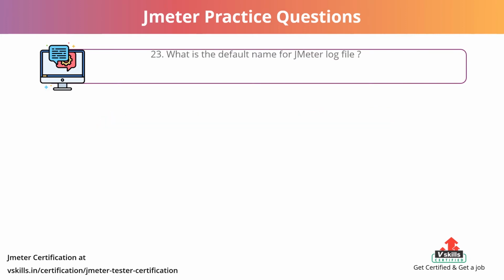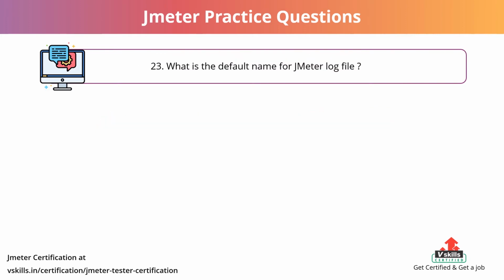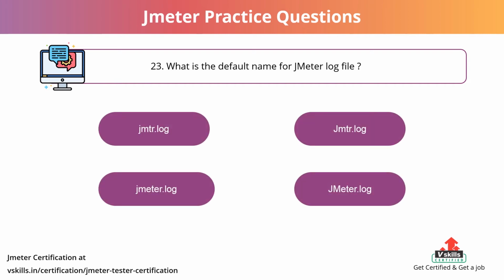Question number 23. What is the default name for JMeter log file? The options are A. jmtr.log, B. jmtr.log, C. jmeter.log, D. jmeter.log. The correct answer is option C.